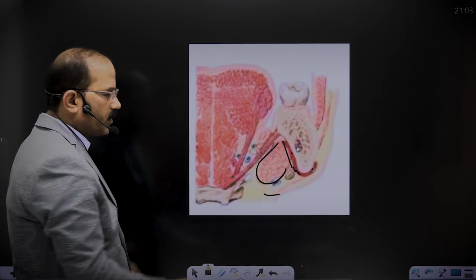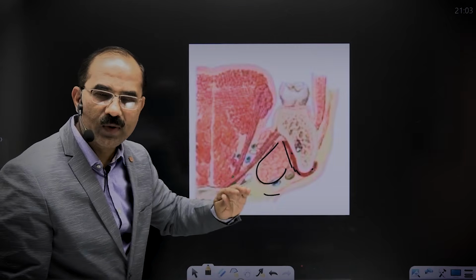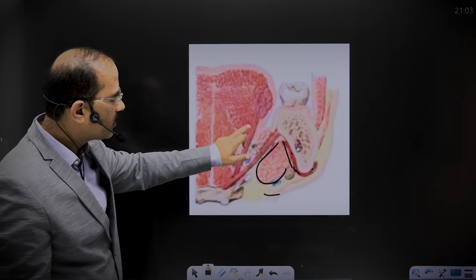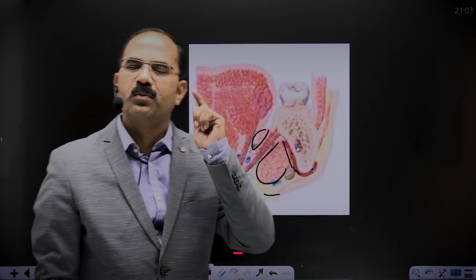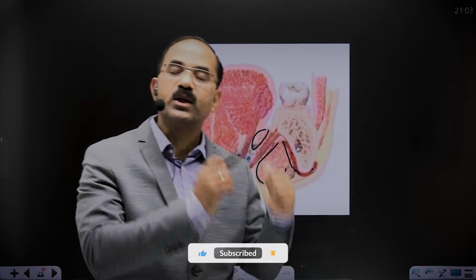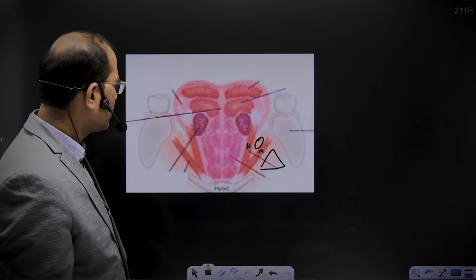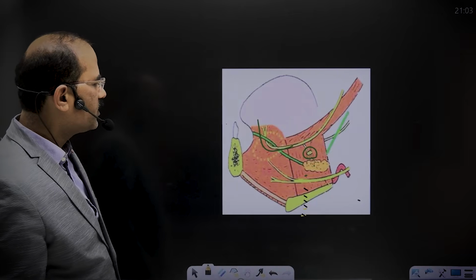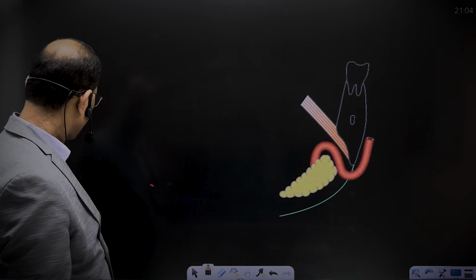The deep part: the superficial part winds around the mylohyoid and comes to lie between the mylohyoid and the hyoglossus. That's the deep part. Then we get the submandibular duct. Where does it open? That's Wharton's duct. I've told you that. We've seen the nerve supply of the submandibular gland. Clear, students? I hope this topic is clear to all of you. What is important for you is the nerve supply of the submandibular gland. So I've told you everything about it.